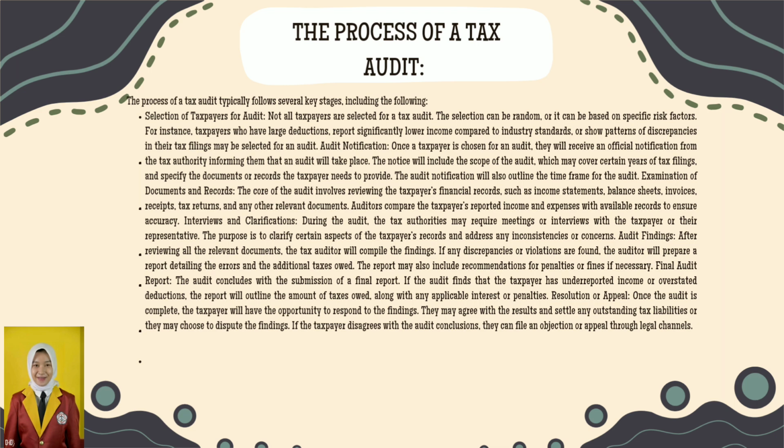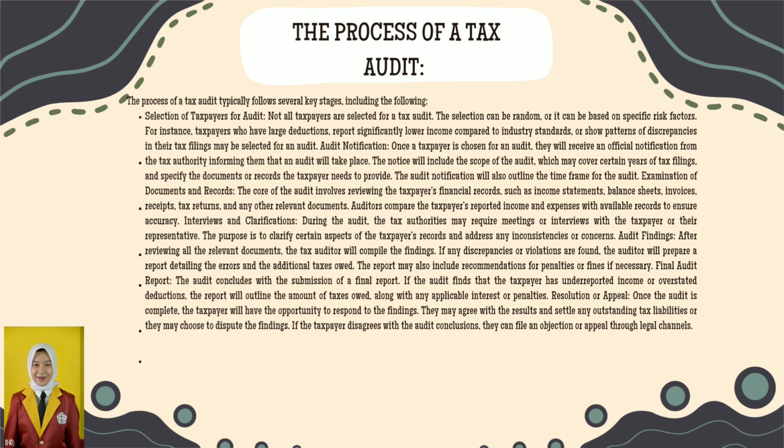Examination of documents and records. The core of the audit involves reviewing the taxpayer's financial records, such as income statements, balance sheets, invoices, receipts, tax returns, and any other relevant documents. Auditors compare the taxpayer's reported income and expenses with available records to ensure accuracy. Interviews and clarifications. During the audit, the tax authorities may require meetings or interviews with the taxpayer or their representative. The purpose is to clarify certain aspects of the taxpayer's records and address any inconsistencies or concerns.